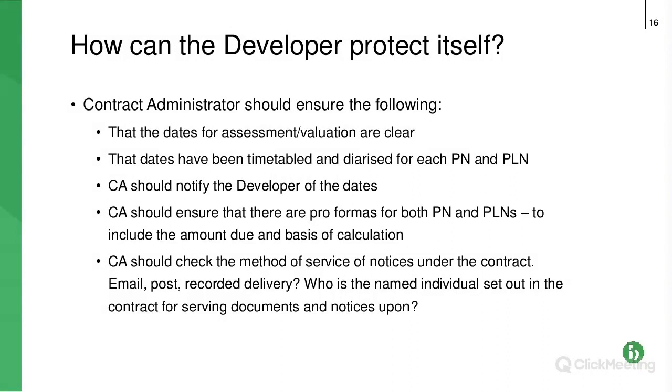The contract administrator needs to ensure that they have pro formas for both types of notices, so that there can be no error in making sure that they contain the correct information, the amount due and the basis of calculation. And also check the methods of service of notices under the contract to make sure that that's done correctly. So actually, it is quite simple, but there's a few hours' work there of diarising, etc. And I will admit it's really, really boring stuff to do.